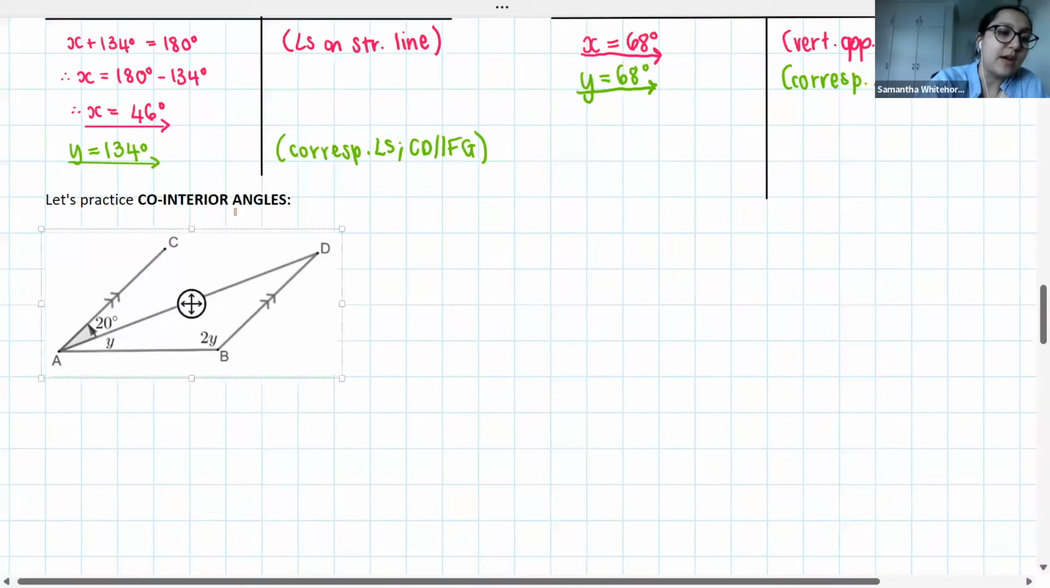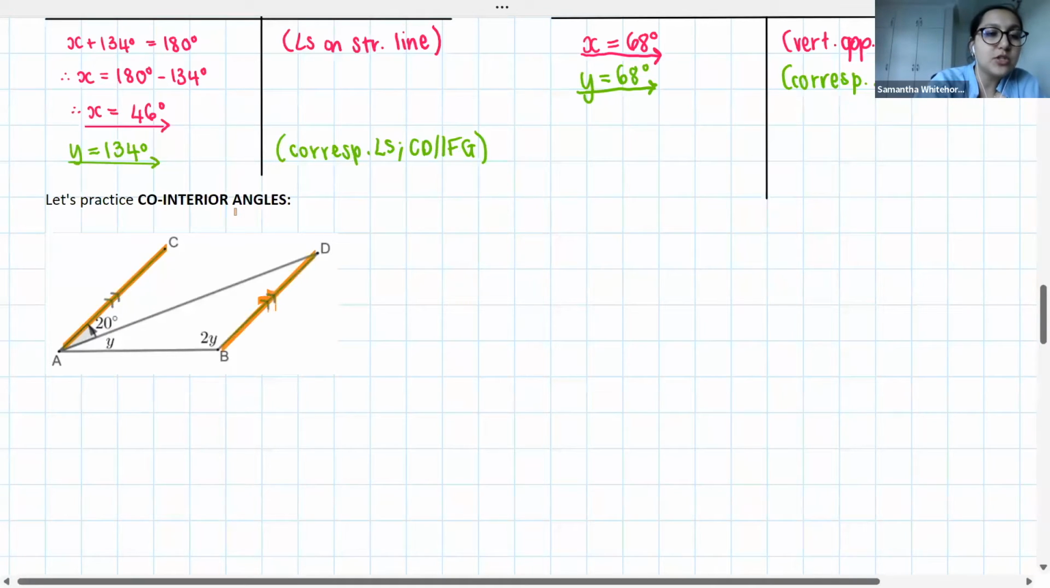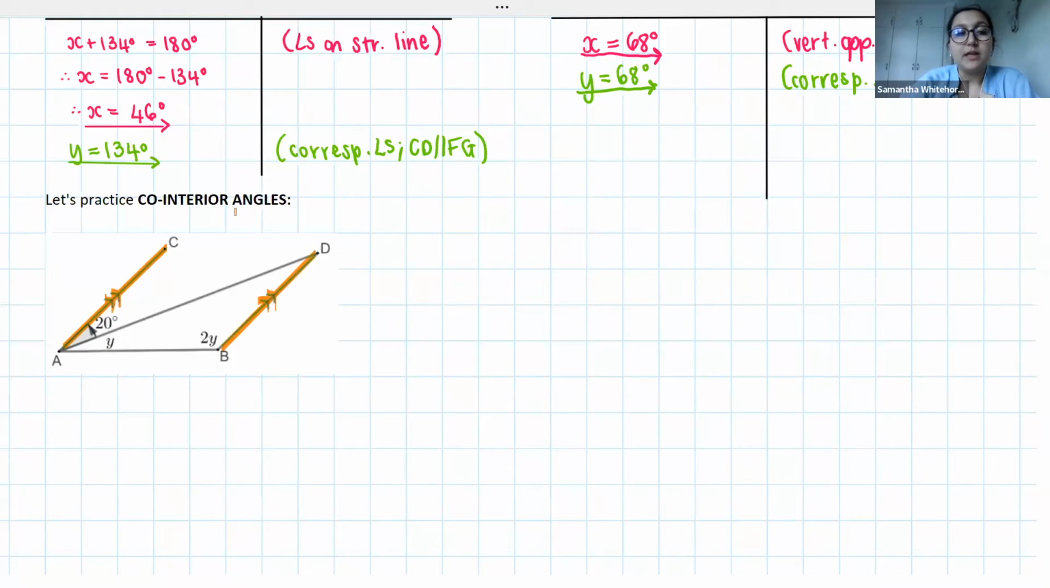We always identify our parallel lines first. So we can see that AC is parallel to BD. I know that again because of the arrows. Just because there's two arrows, it doesn't mean anything special. It still means parallel lines. So we've got our parallel lines.